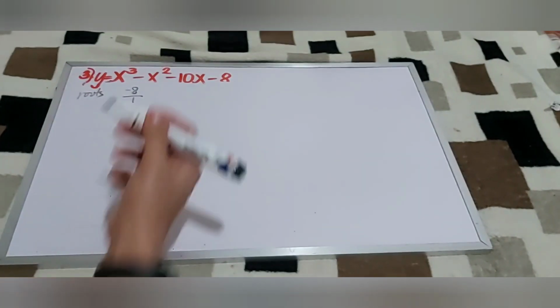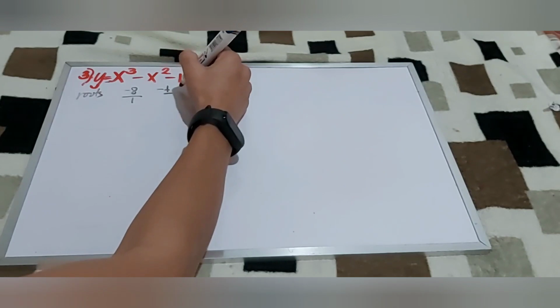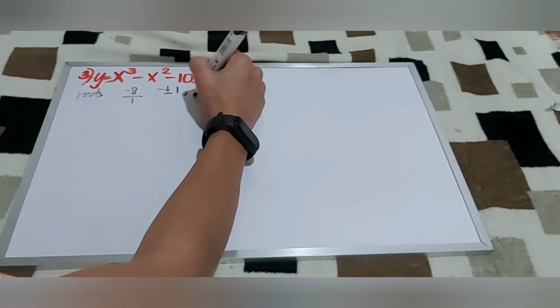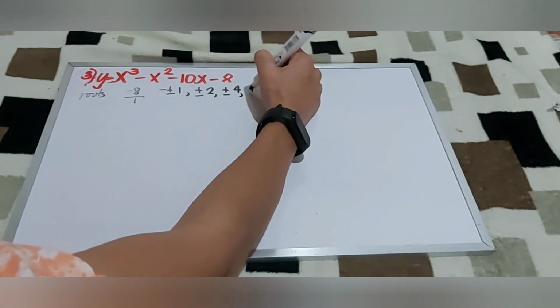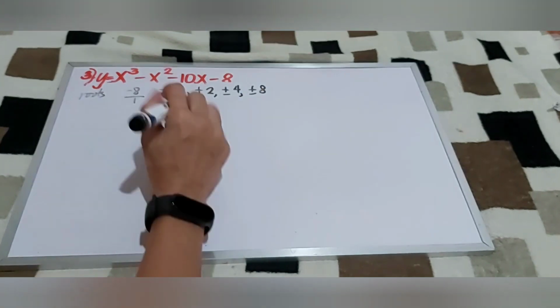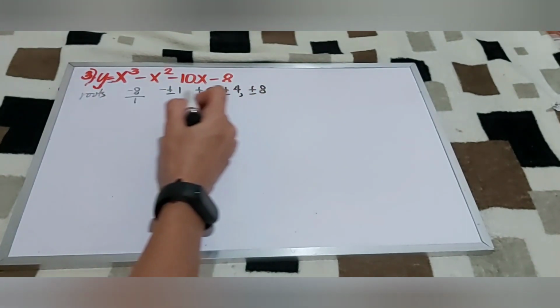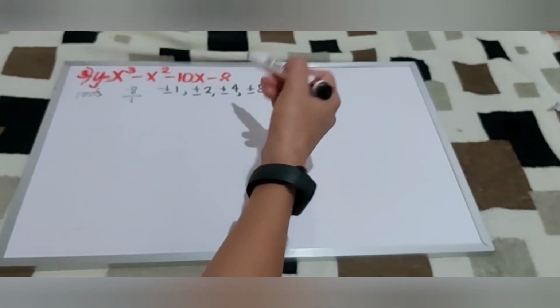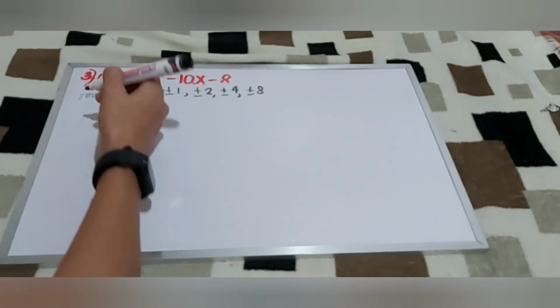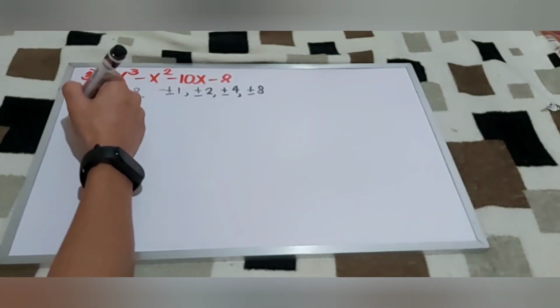So, ano muna yung mga factors nito? Positive or negative 1, positive or negative 2, positive or negative 4, and positive or negative 8. Ibig sabihin yan, ito yung mga kukunan natin ng possible root. Tatry natin kung alin dito tayo makakuha ng 0 na remainder. Okay, subukan natin ang positive 1.